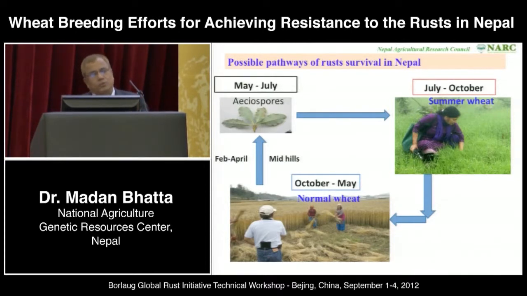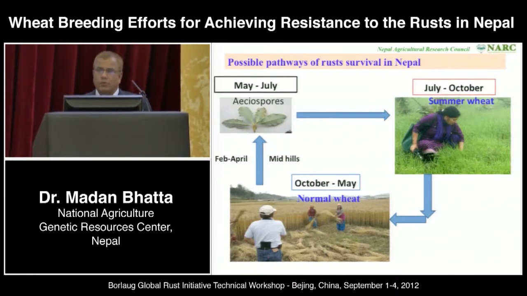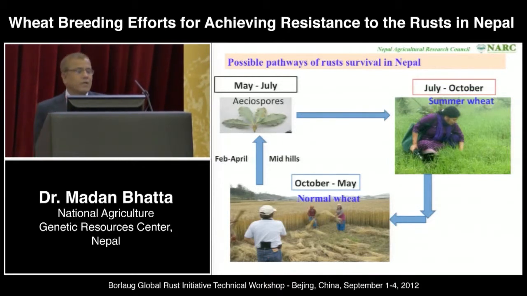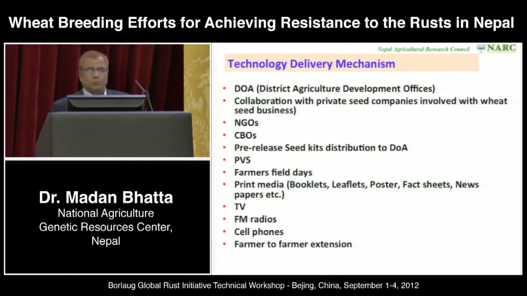These are the possible pathways of rust survival in Nepal. From July to October we have summer wheat, then normal wheat is planted from October to late December, depending on altitude. We have rust together on barberry leaves and normal wheat during February to April, and then it goes from May to July. We have yet to confirm what rust it is. We sent live samples to Minnesota. Dr. Eugene may have some answers if they have analyzed these samples.